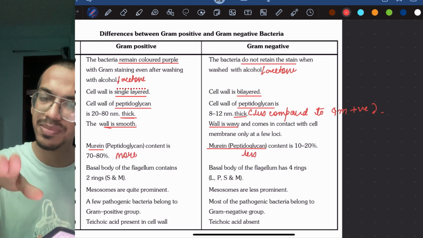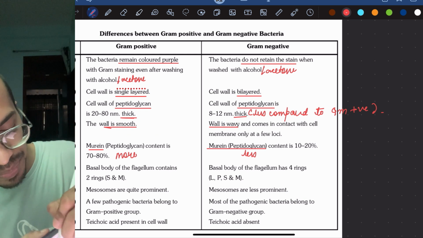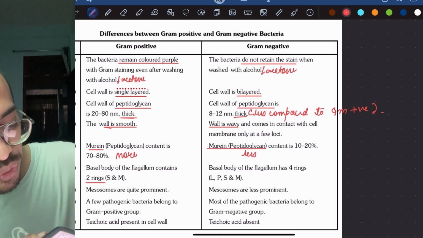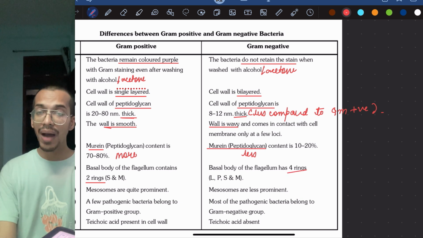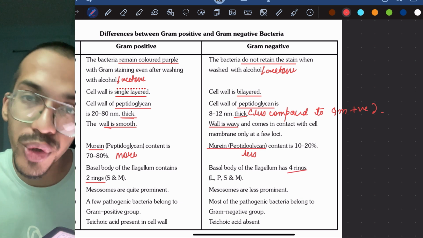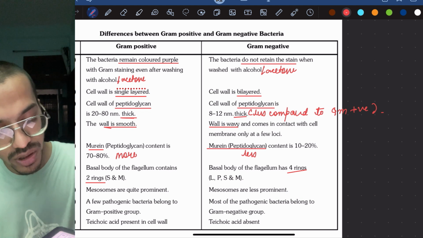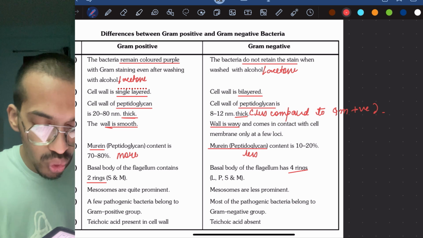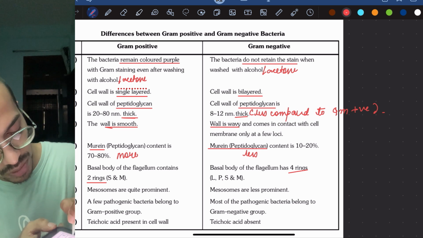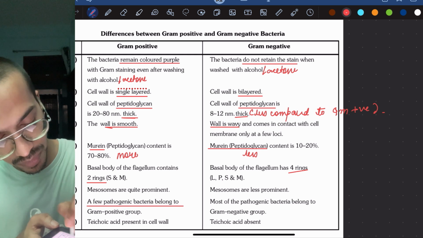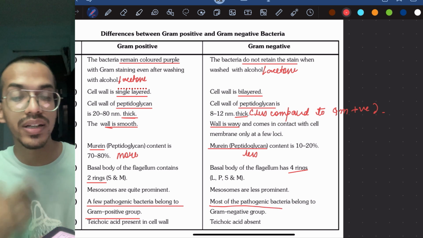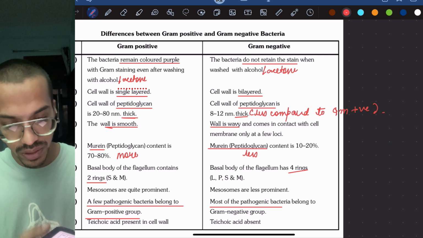This we have already been explaining. Okay, then the basal body of the flagellum has 2 rings only, S and M, whereas it has 4 rings here because the wall is also bilayered. So of course 4 rings would be there. Then mesosome is quite prominent here. Here the mesosome is less prominent. Then very few pathogenic bacteria belong to this one, whereas most of the pathogenic bacteria belong to gram negative. Okay, so this is it.